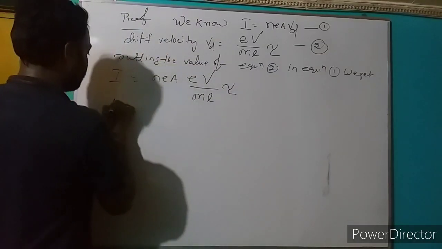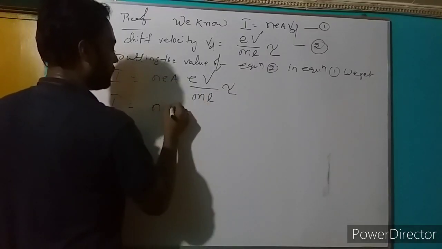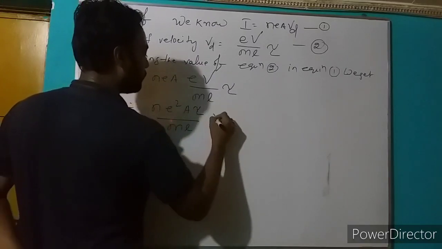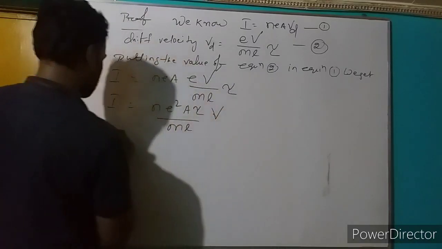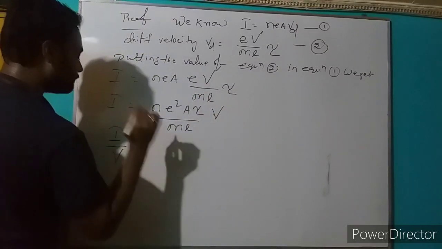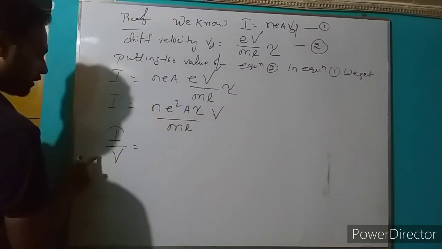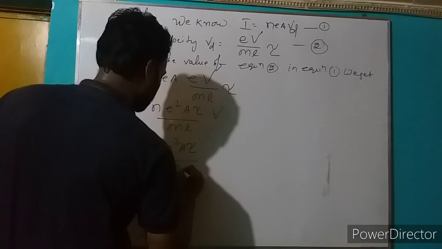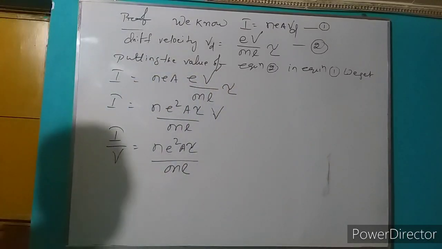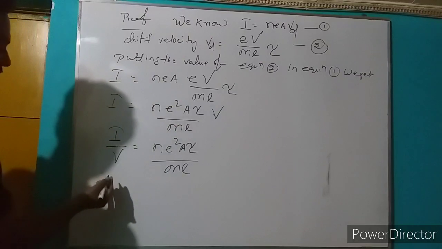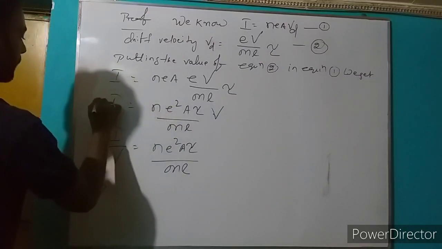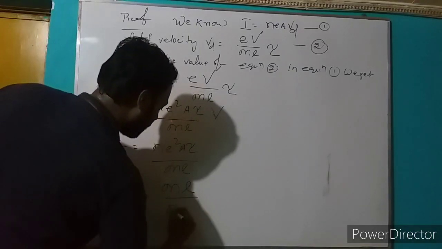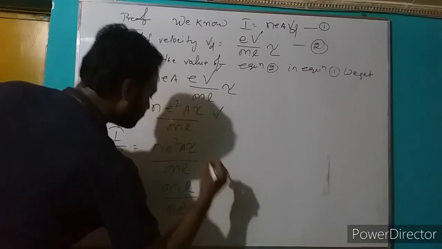Okay. So what will happen? That means I equals n e square A tau by m l into V. Now I by V equals that V which is going to the denominator on the left side. So n e square A tau by m l is here. Clear? That implies V by I equals m l by n e square A tau. Clear?